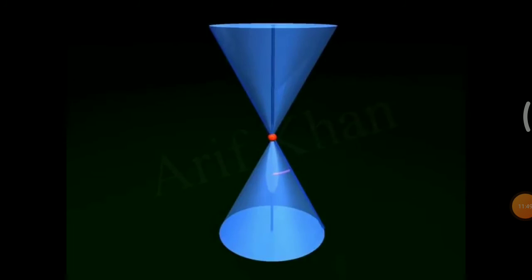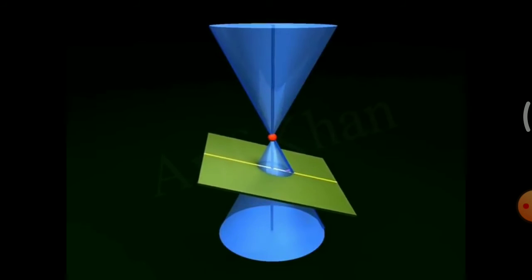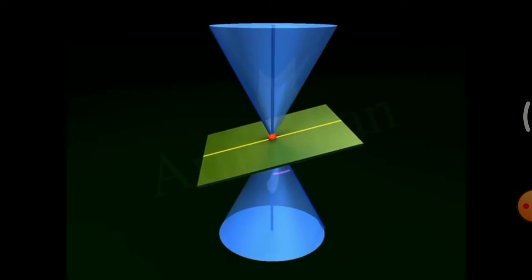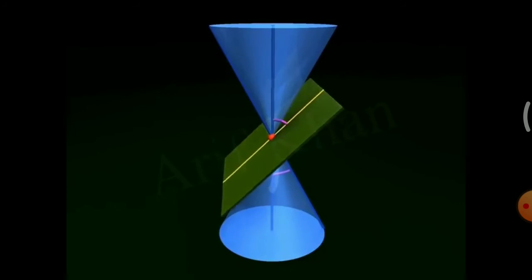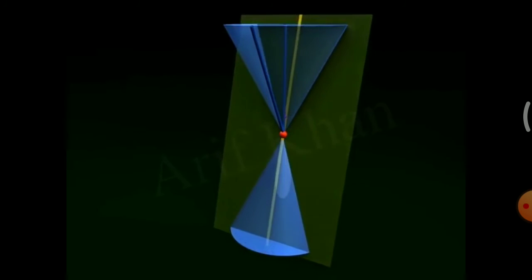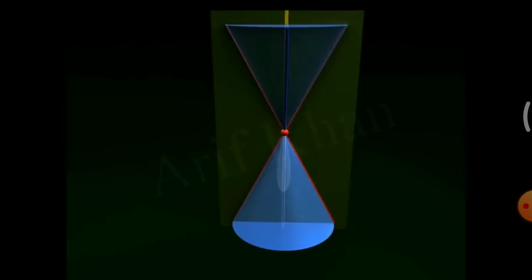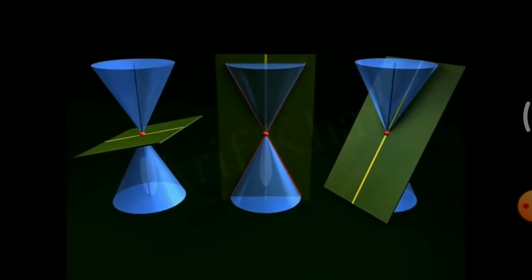Next one is the degenerate conics. So, if the plane intersects the double right circular cone at its vertex, the ellipse becomes a point, the parabola becomes a line, and the hyperbola becomes two intersecting lines. So these are the three figures, the three curves obtained by the degenerate conics.